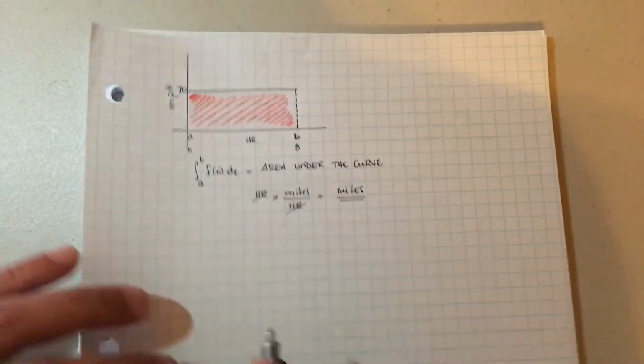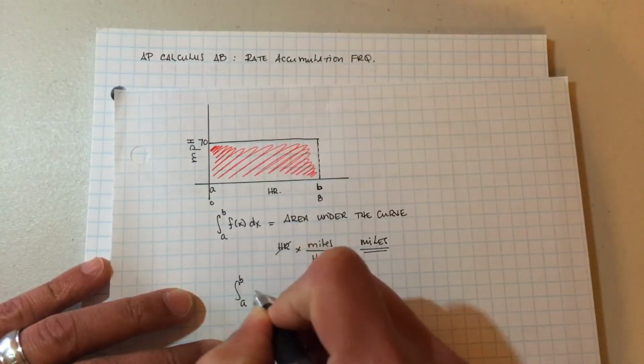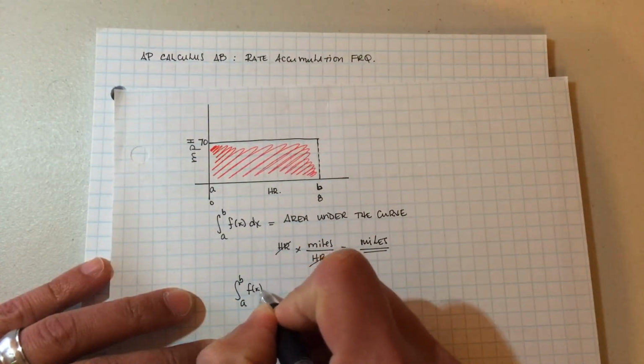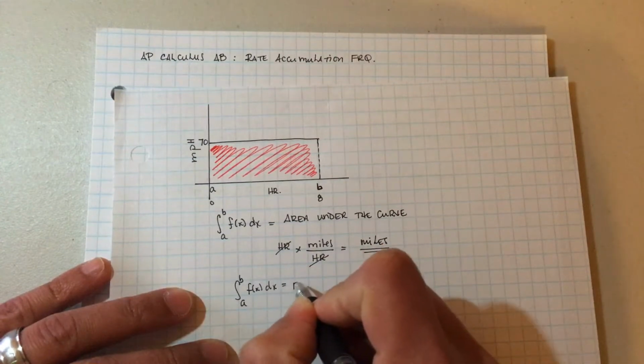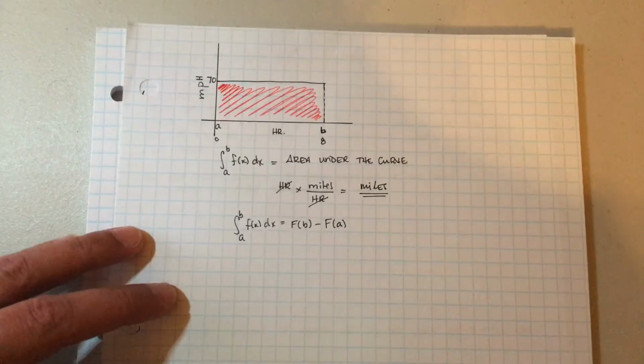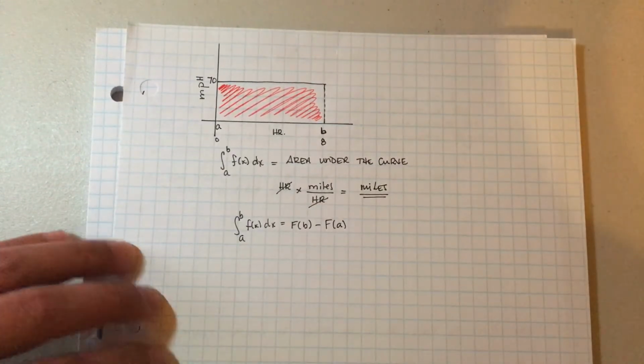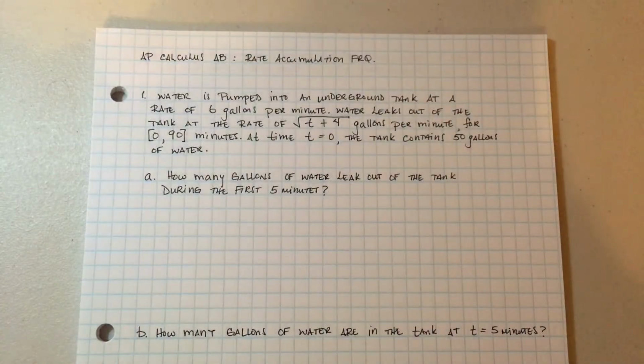And you're going to be using essentially the fundamental theorem of calculus. The integral from a to b of f of x dx is equal to capital F of b minus capital F of a. You're going to use that to rearrange and find different elements of the problem. So let's see if we can do a few of these.